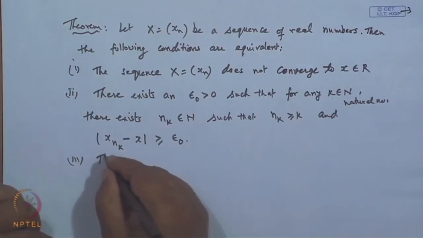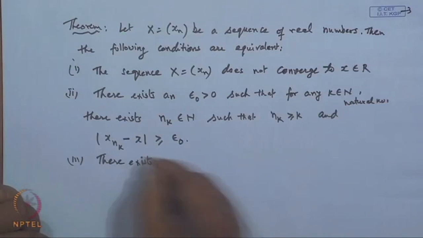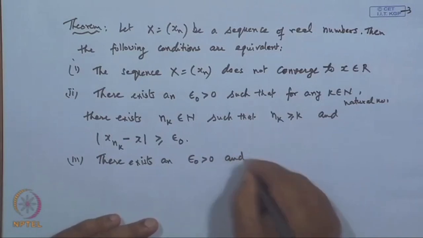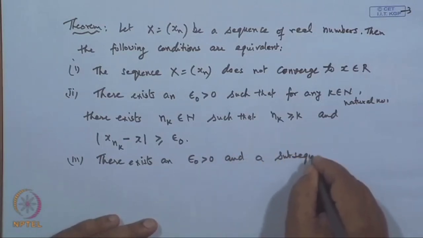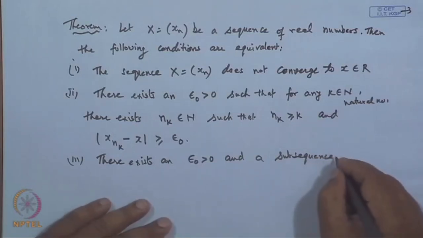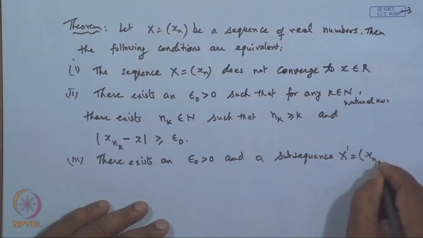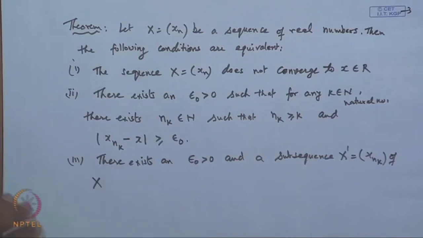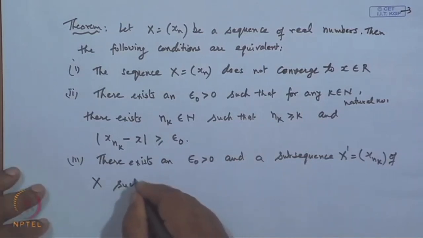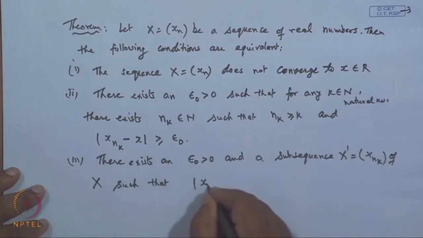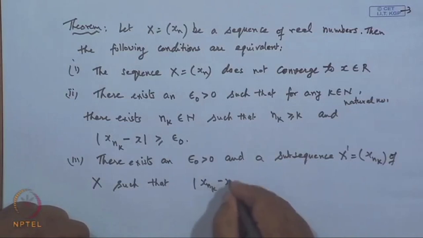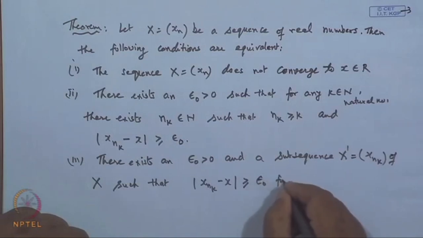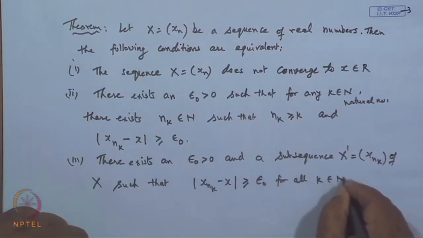And the third condition is that there exists an epsilon_0 greater than 0 and a subsequence X' = (x_{n_k}) of X such that mod of x_{n_k} minus x is greater than or equal to epsilon_0 for all k belonging to N.